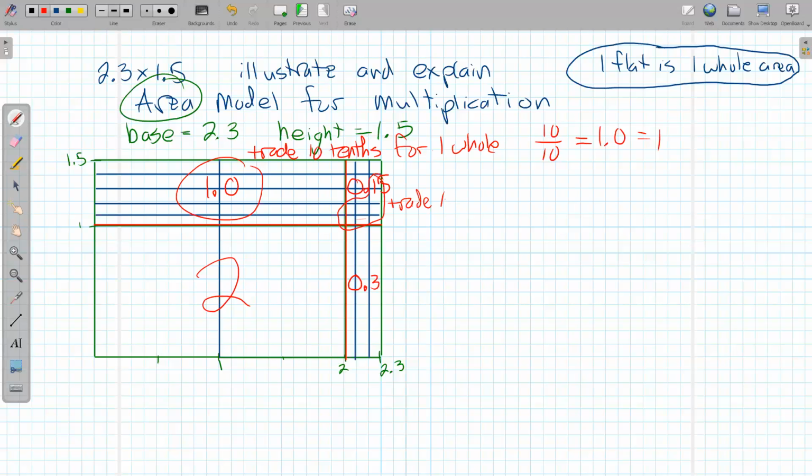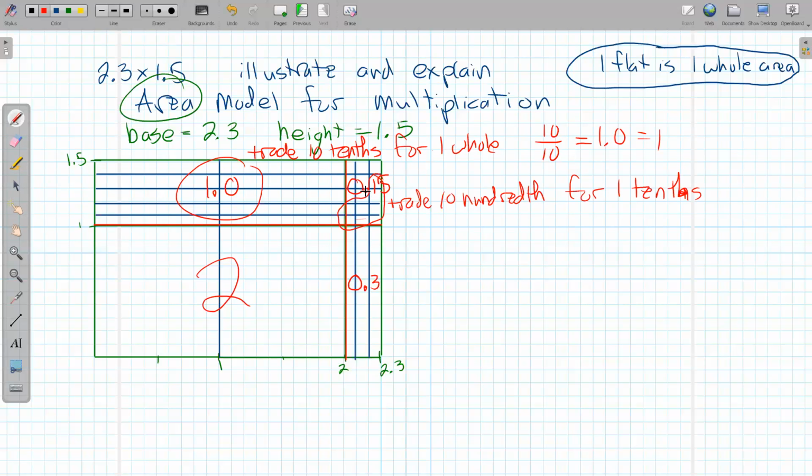Remember doing this back in Math 211? But we were trading 1s for 10s and 10s for hundreds. Trade 10 hundredths for 1/10. And that kind of happens naturally just in the way we write these numbers.